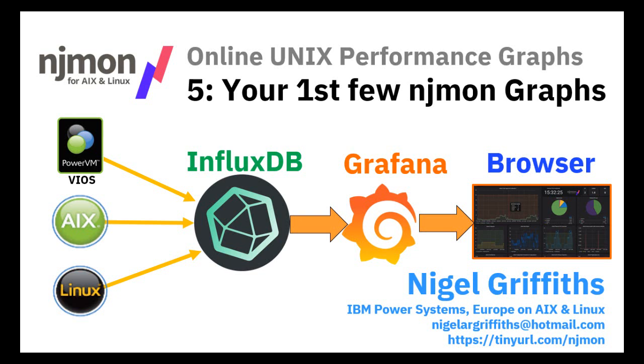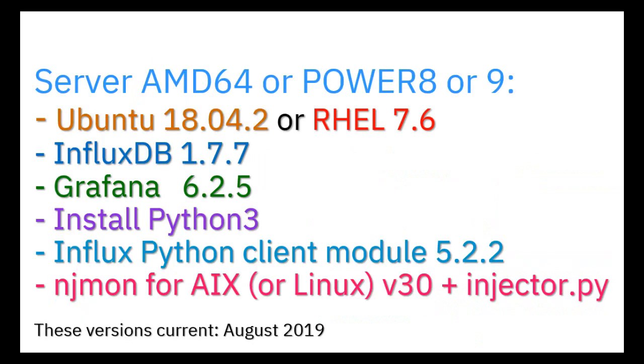On the left hand side here we have the njmon data collector. We inject the data in JSON format, that's what the J means in njmon, into the InfluxDB time series database, and Grafana gets the data out of that. I'm going to assume you have a copy of the software installed already, either you follow the instructions from the website or you watch the videos. We're going to use njmon on AIX or Linux or the Virtual I/O Server. We're going to use some software that's on the website as well, the injector, that uses the Influx Python client to inject the data into the Influx database. Then Grafana extracts the data out of the database.